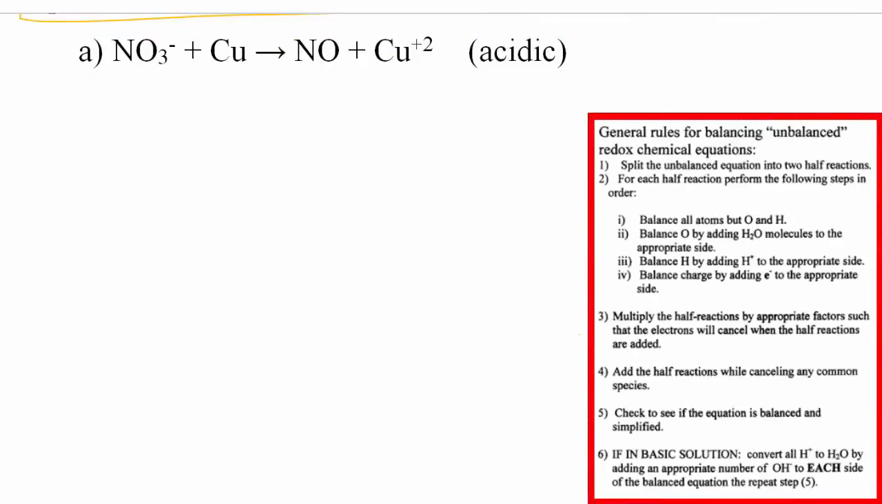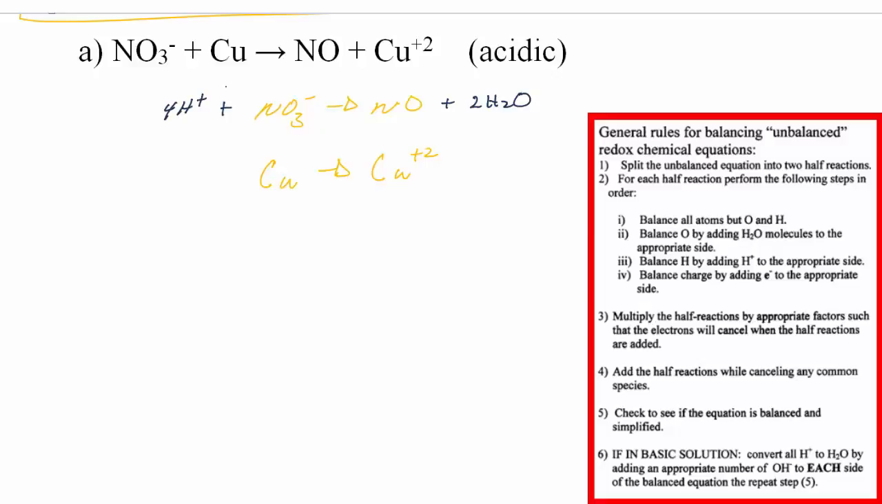Let's try this one. Break it up into its half reactions. Okay. For each half reaction, balance them. First, we balance everything but O and H. Balance O by adding H2O. I have to add 2 waters. Balance H by adding H pluses. 4 hydrogen ions.